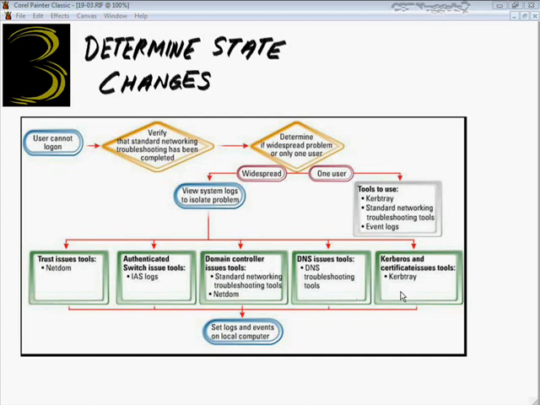And then, of course, you can solve the problem from there. So there's a lot of techniques and tools for determining and isolating the problem and determining changes in the state. But again, one of the first things you're going to do is ask, is this a single user or a widespread user solution? And then use your tools and your logs, your mapping tools, your monitoring tools.